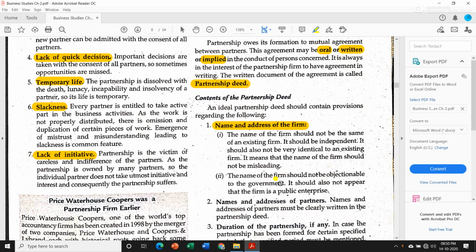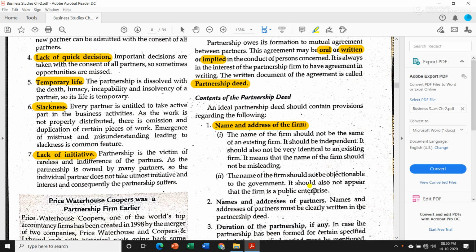So if government finds that the name of the firm is misleading or objectionable, then the government may take action against it. It should not also appear that the firm is a public enterprise, meaning a public company.